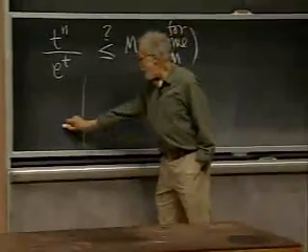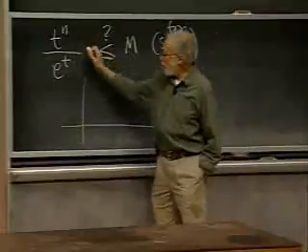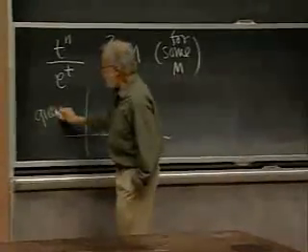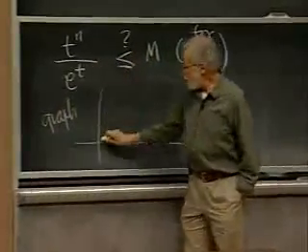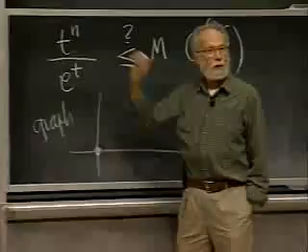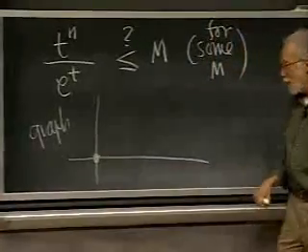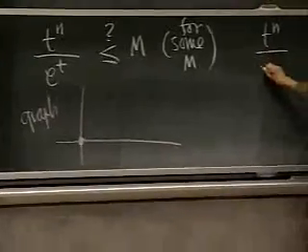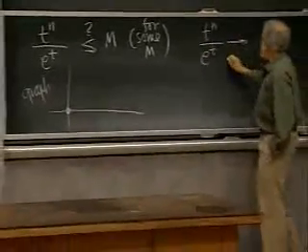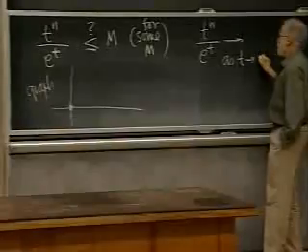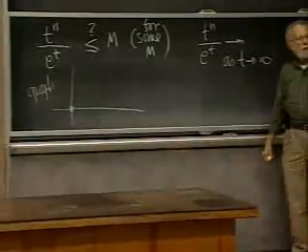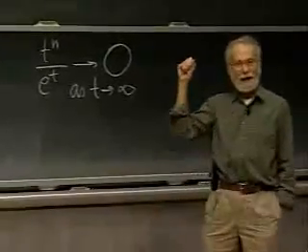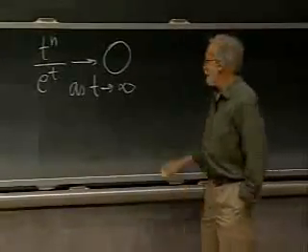What does the graph of this function look like? I'm graphing this function, this ratio. When t is equal to 0, its value is 0, right? Because of the numerator. What happens as t goes to infinity? What does it approach? 0. And why? By L'Hopital's rule.